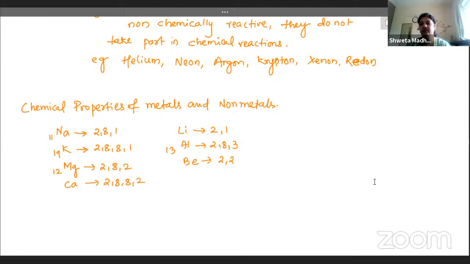Able to understand? Because of that property, although they possess some exceptions according to physical properties, they are categorized as metals only and non-metals only. That is because of this electropositive and electronegative nature.